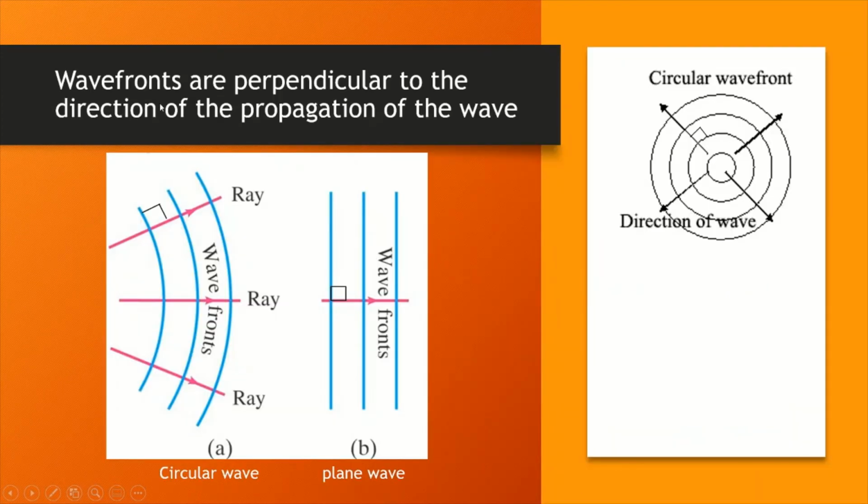Now, wavefront and the direction of the wave are always perpendicular. These purple lines show the direction of propagation of the wave. The blue lines are the wavefront. So you see in a circular wave, the direction of the wave and the wavefront are 90 degrees, and of course the plane wave too. The wavefront and the direction of the wave are 90 degrees to one another.